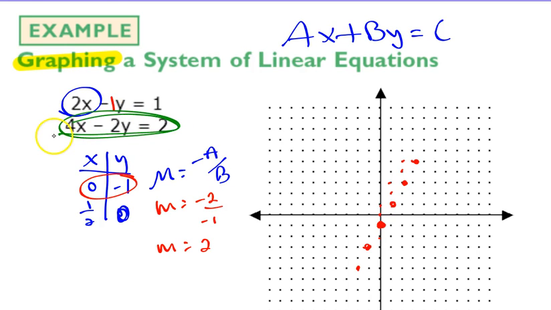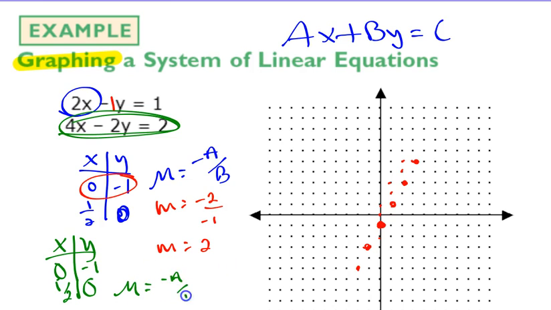Let's try for this green line, x and y intercepts, just like I did before. If I let x be 0, divide through by a -2, I get -1. If I let y be 0, divide through by 4, I get that 1/2 again, which I'm not crazy about. So I'll do my -a over b definition again, because it's in standard form.